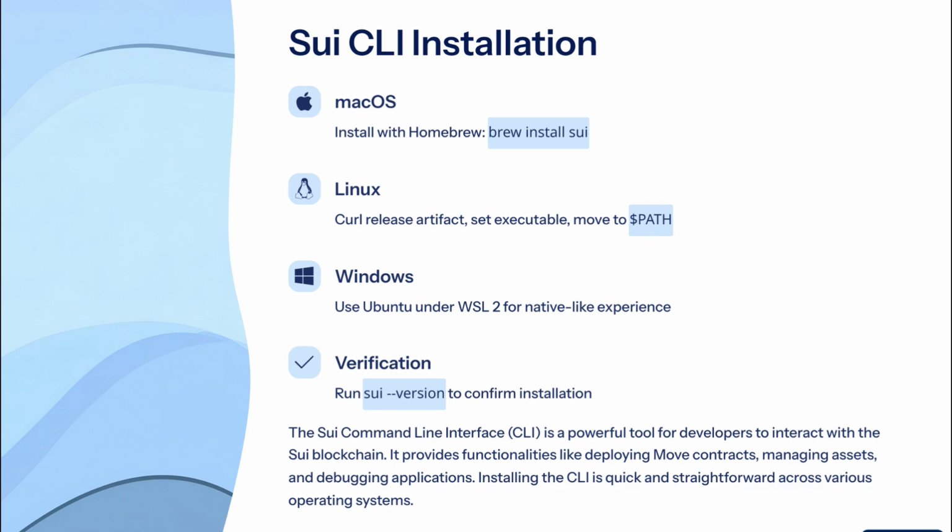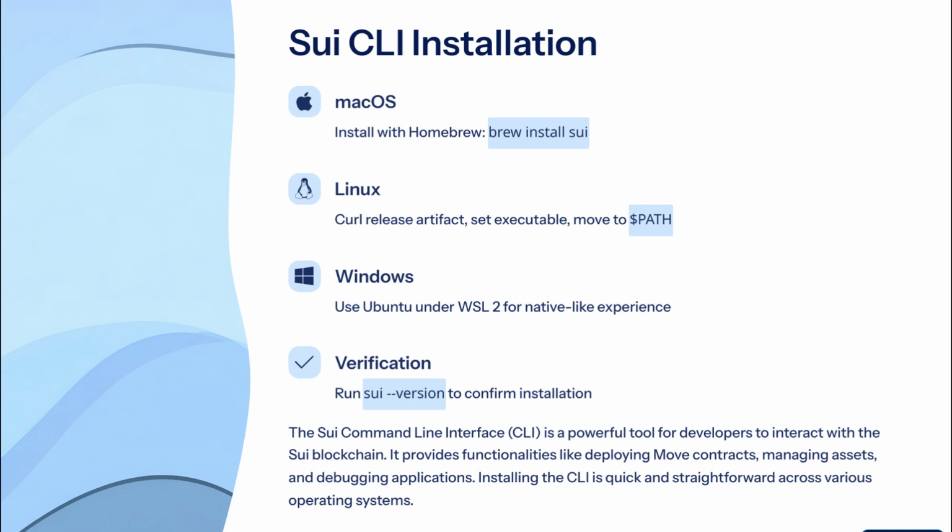Mac users run brew install sui. The formula bundles the latest stable binary and drops it into /opt/homebrew/bin. Linux users curl the release artifact from GitHub, flip the executable bit, then move it somewhere on the path. Windows isn't officially blessed with a native binary yet, but running Ubuntu under WSL2 gives an almost identical experience, including localhost networking for faucet calls.